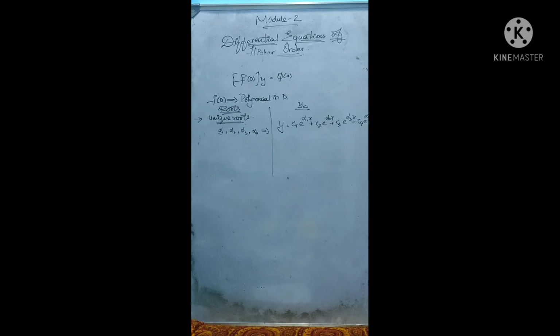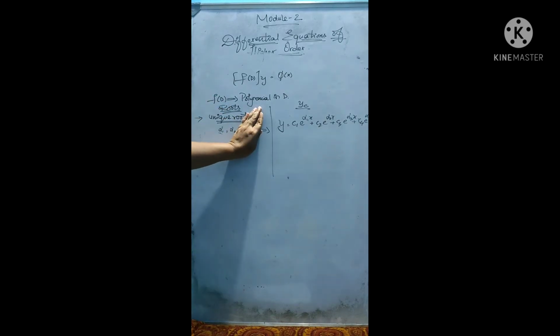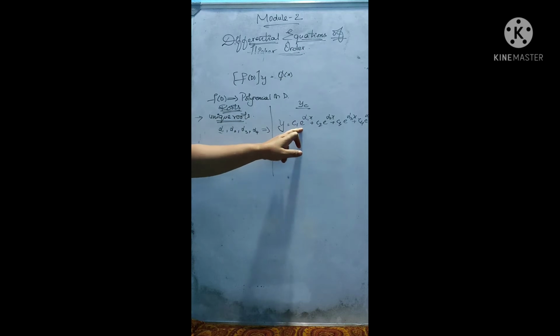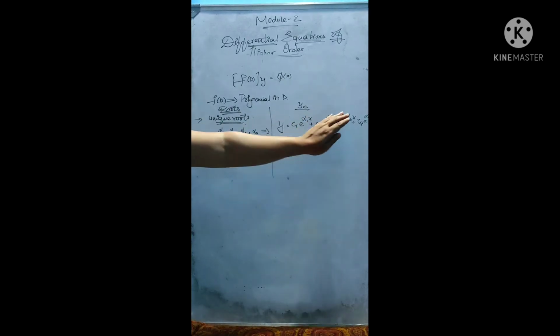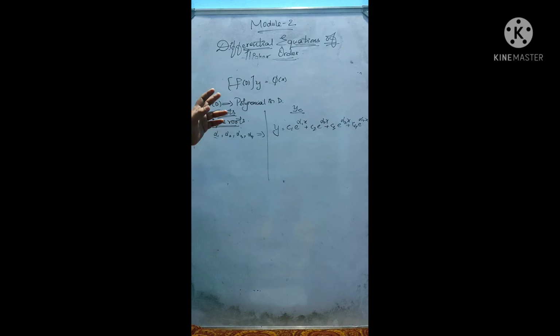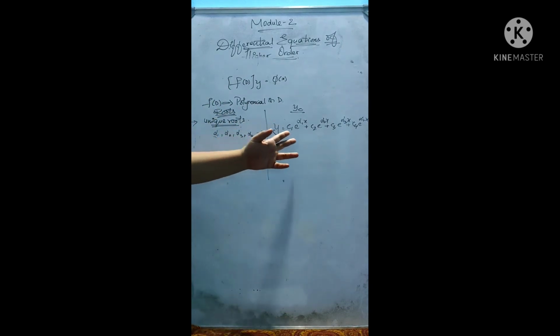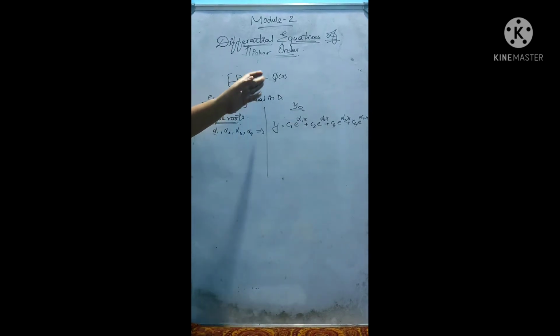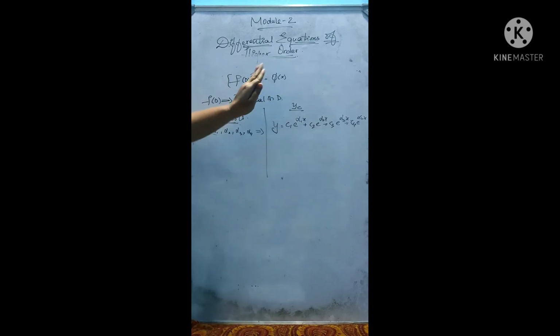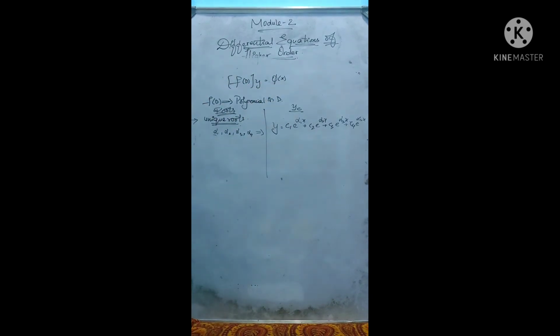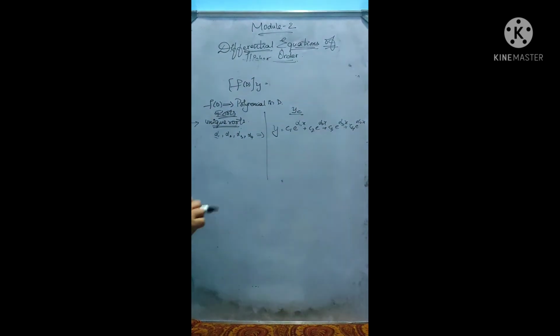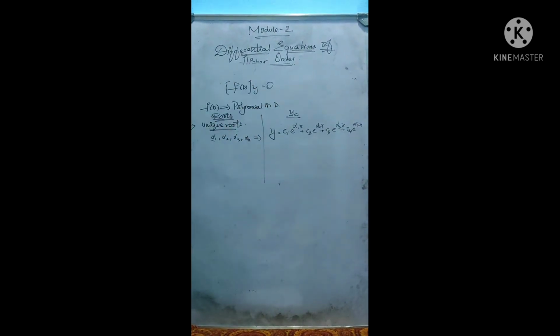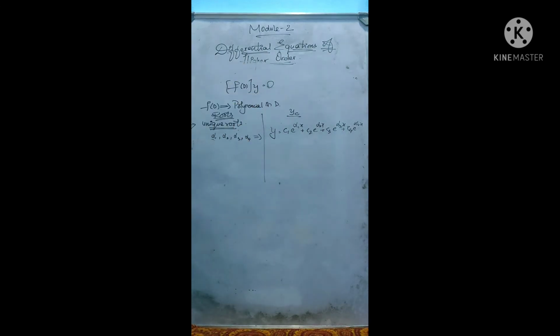What if f of D is a quadratic? Then you don't have alpha 3 and alpha 4, so it is c1 e^(alpha 1 x) + c2 e^(alpha 2 x). Only these two parts will come. So depending on the number of unique roots, the number of terms will be written in the yc part. This will be the solution for f of D into y equal to 0. We will consider only the homogeneous equation now, equal to 0. We will do the phi of x part later, which is the second part of the solution.